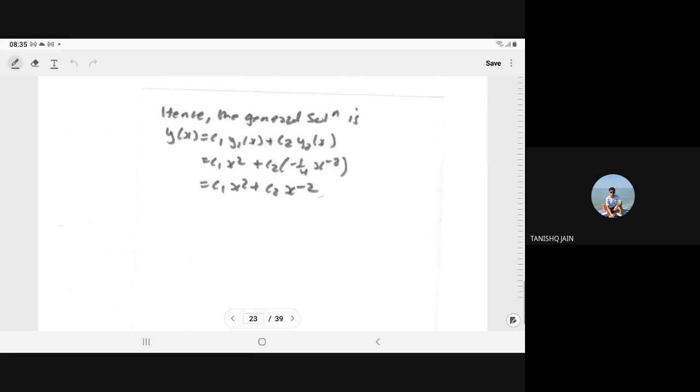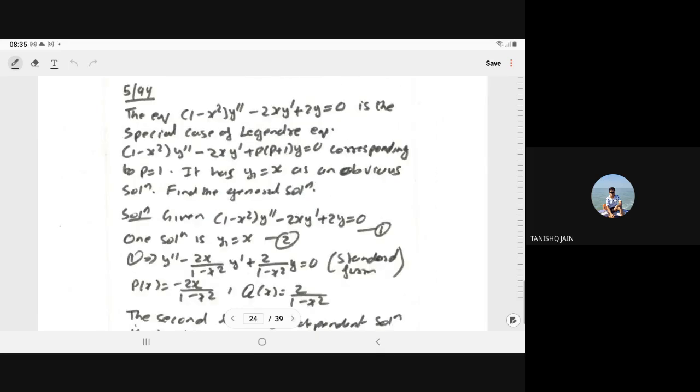Now we have computed this general solution. Let us have another question. The equation 1 minus x square y double dash minus 2x y dash plus 2y is equal to 0 is a special case of the Legendre equation. Legendre equation is one chapter in your syllabus, right? Later on we will deal with it in detail, but here we are just dealing with one special case of the Legendre equation by taking p is equal to 1.